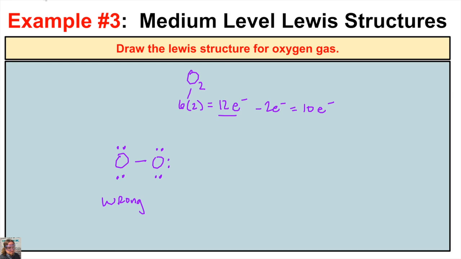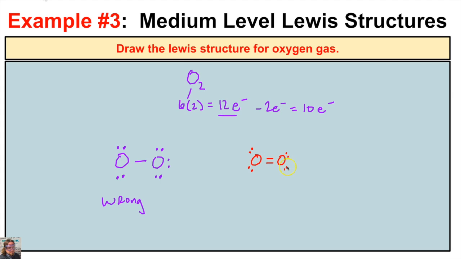So how can we draw the correct Lewis structure for O2? Well, let's take a look. If we have oxygen double bonded to another oxygen with electrons like this, keep in mind that electrons are negative and they're going to want to repel each other to the furthest possible distance. Let's take a look.